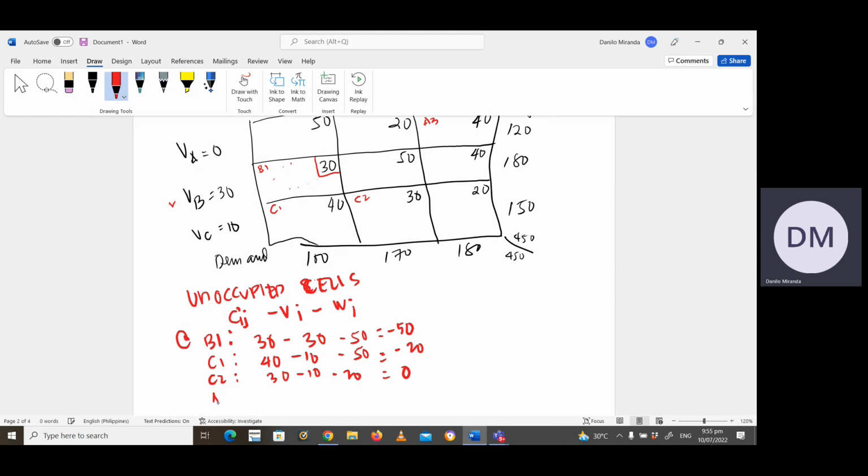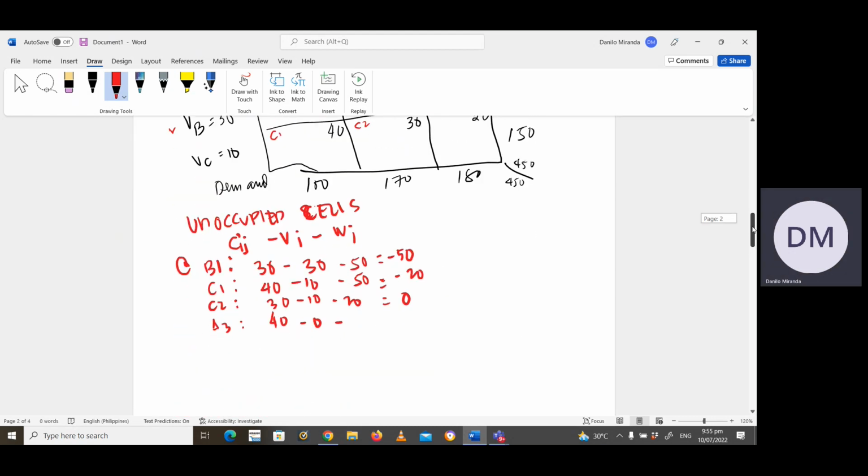And then finally, we have your A3. So we have 40. Ito yung Cij minus 0. Your BA minus, ano yung sa itaas? 10 minus 10. So, equal to 30. So, the most negative is this B1. Negative na lang. Okay?